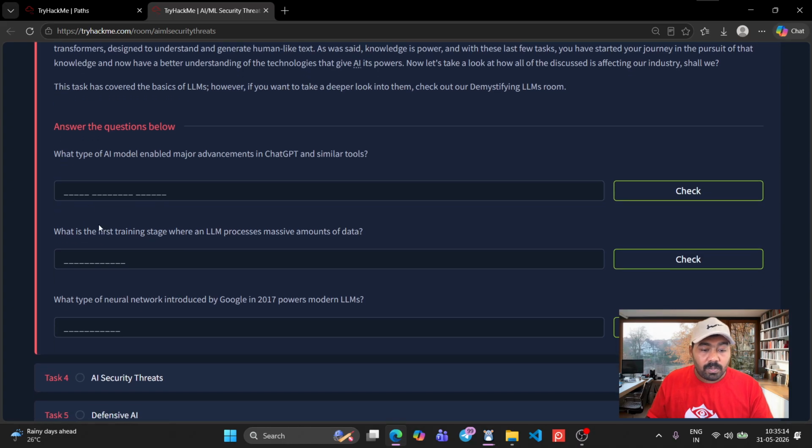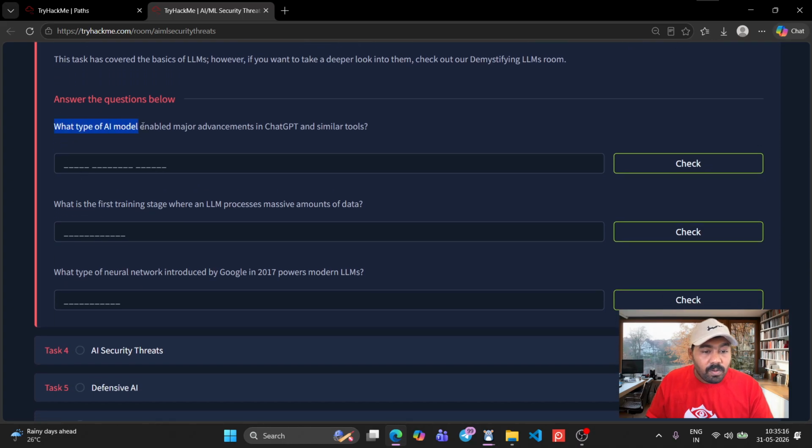So, answer the question: what type of AI/ML model enabled major advancements in ChatGPT and similar tools? What kind of AI model? It will be large language models.